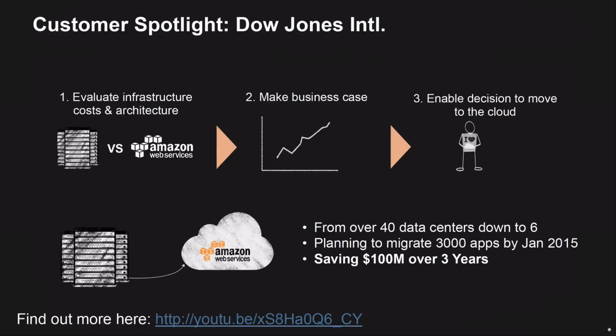So one example of a customer that's been through this process is Dow Jones International, or more correctly maybe News Corporation. Now, News Corporation are in the middle of a very large migration to AWS at the moment, where they are essentially going to vacate 34 of their 40 global data centers. They're going to migrate about 3,000 applications to AWS. They're intending to complete that migration by January next year, so they're well underway in undertaking this activity.